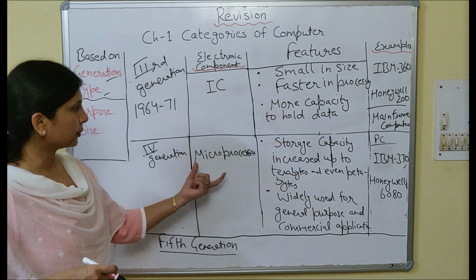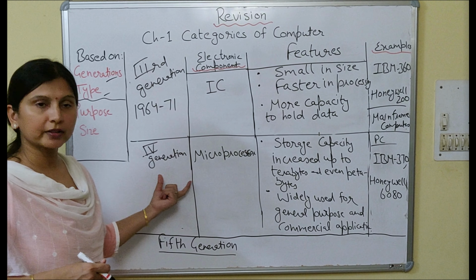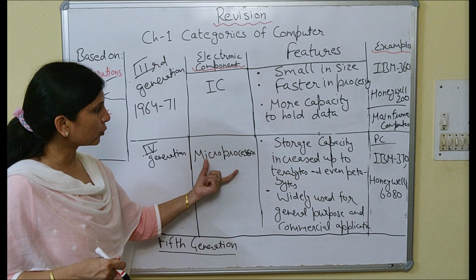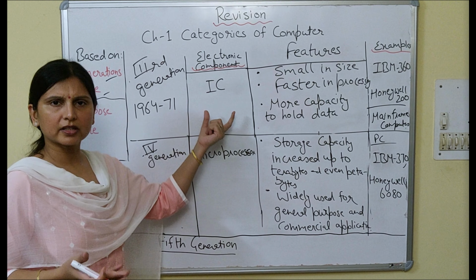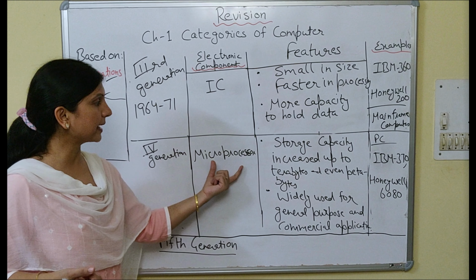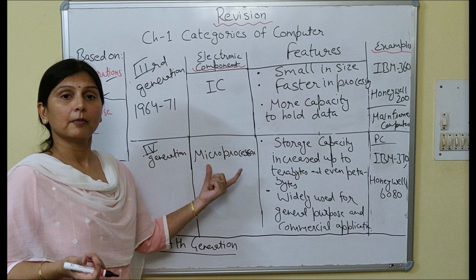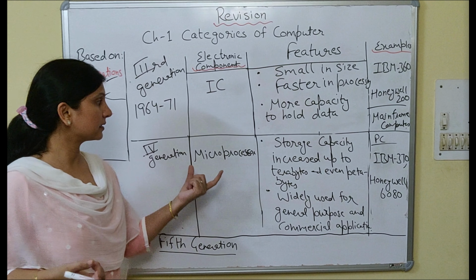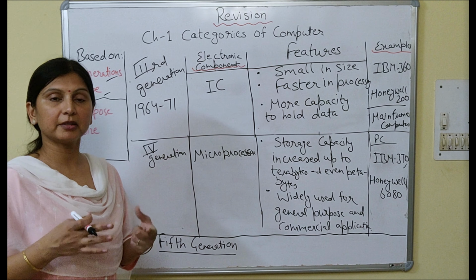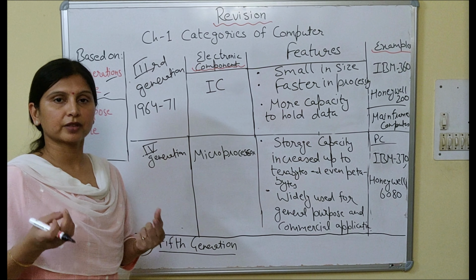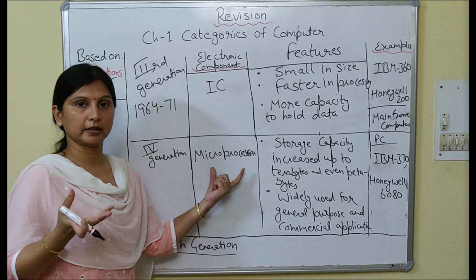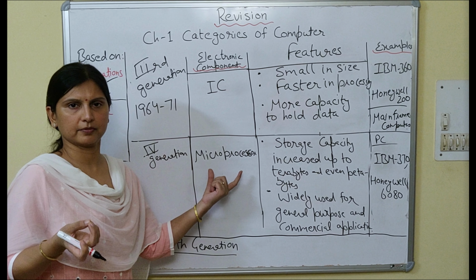In fourth generation computers, which electronic components were used? Microprocessors were used. Now what is the difference between IC and microprocessor? In an IC, around hundreds of electronic components were used, but a microprocessor is a CPU on a single chip containing millions of electronic components like transistors, capacitors, and diodes. So it contains millions of electronic components on a small IC chip.